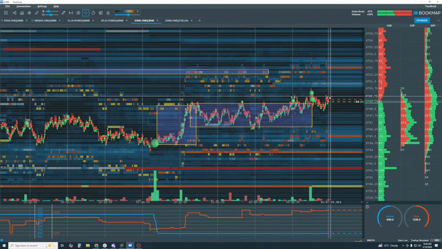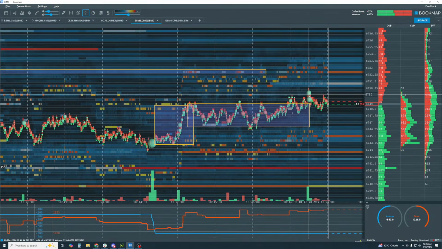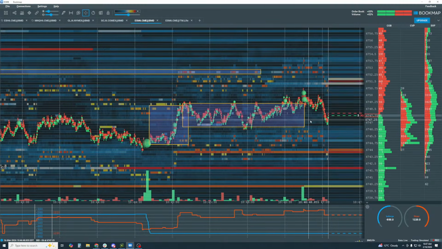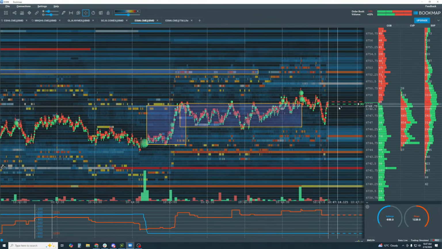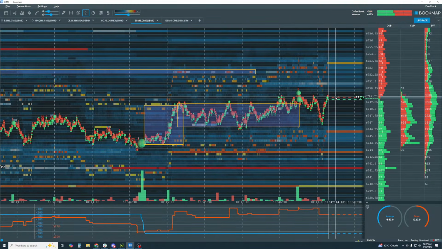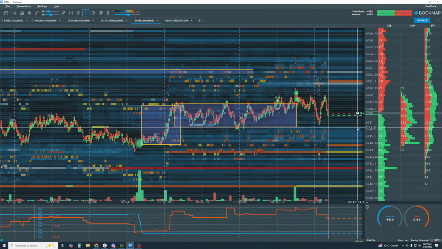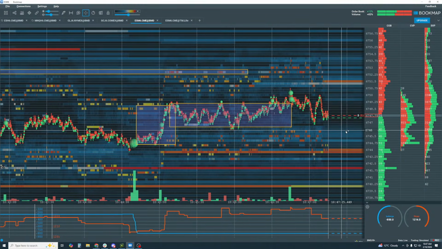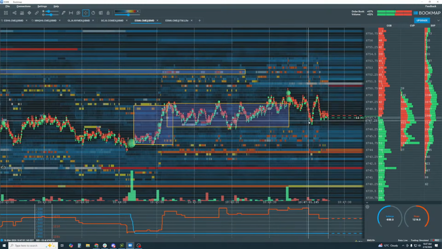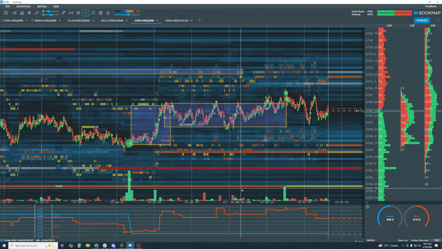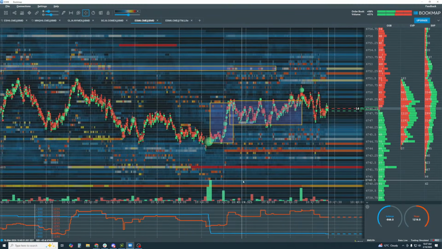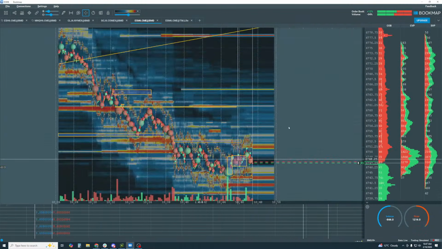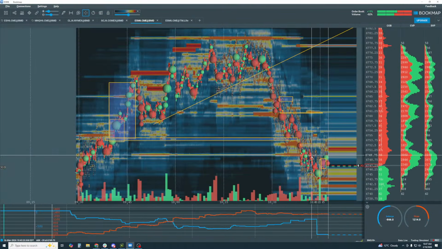All right, let's see if we can get a little bit more up here. Got some that auctioned up here. All right, a little bit more. Not much, just kind of a retest. Yeah, don't really have a key level either.